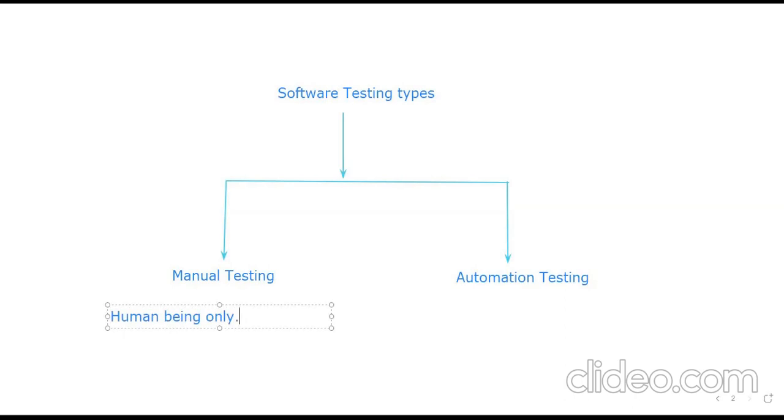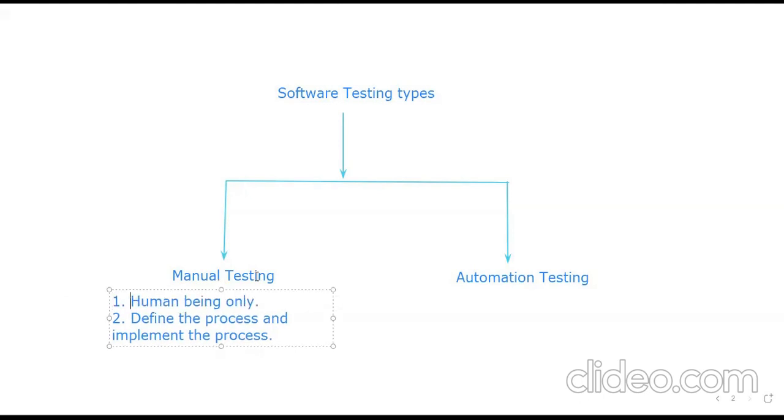As part of manual testing, we will define the process and implement the process. There are n number of things. Every time I am saying testing is not a single word. There are multiple approaches available in order to do testing.